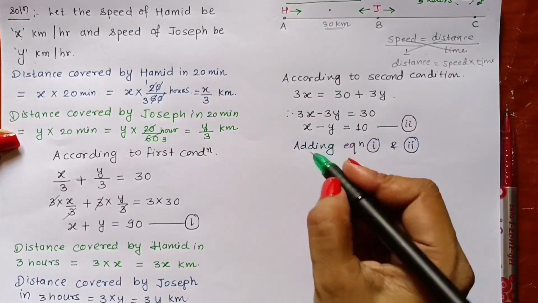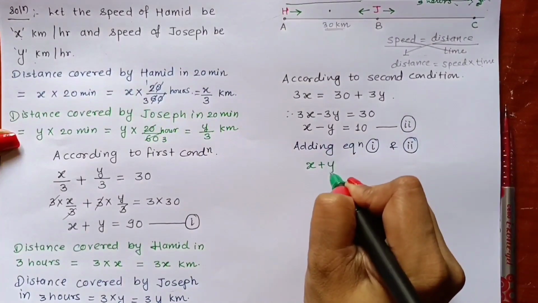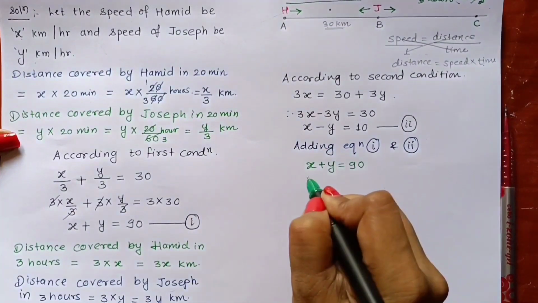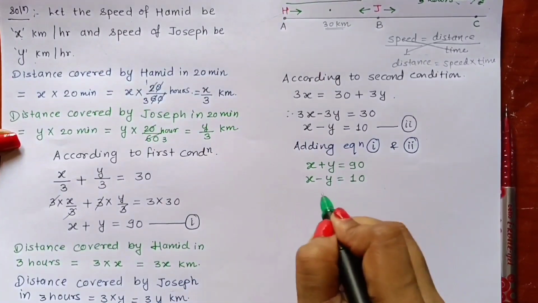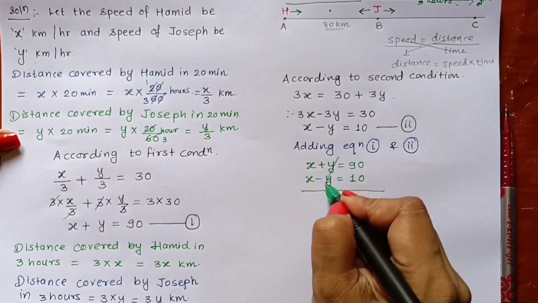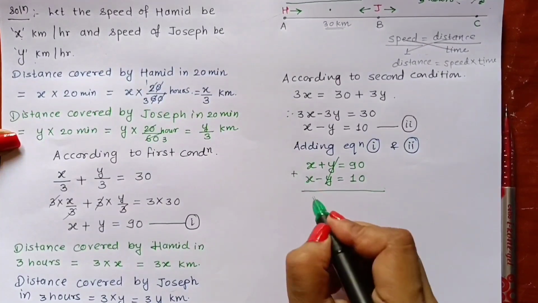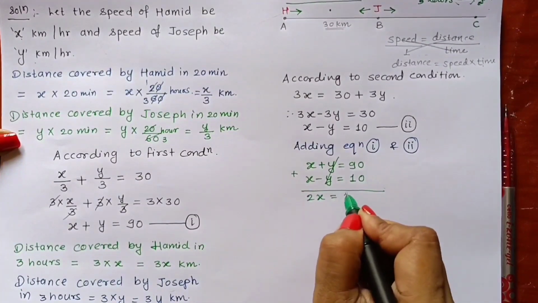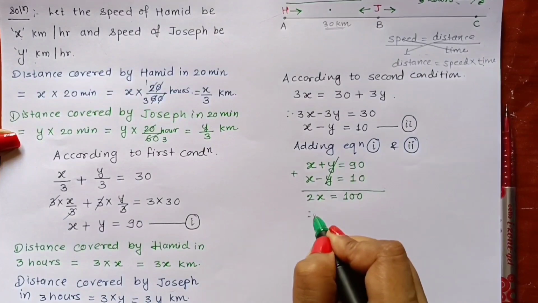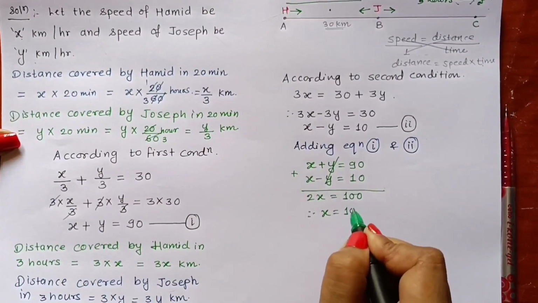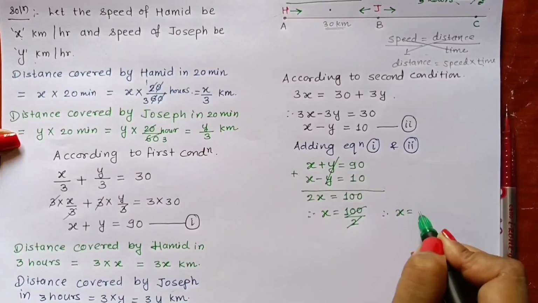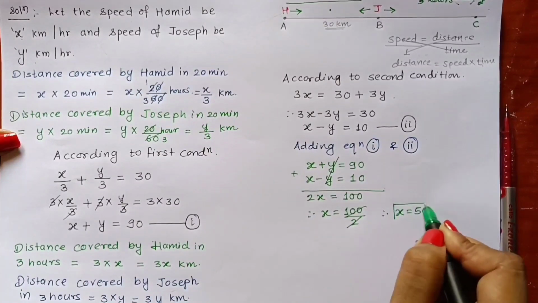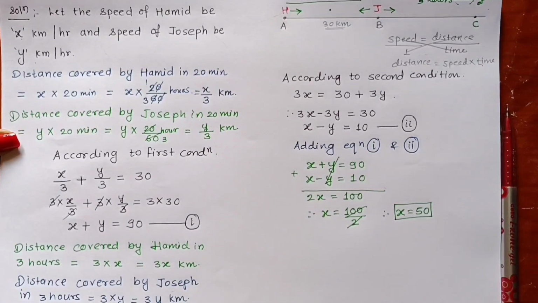Eliminate the terms. The first equation is x plus y is equal to 90. The second equation is x minus y is equal to 10. Plus y and minus y cancel. x plus x is 2x. 90 plus 10 is 100. And therefore x is equal to 100 upon 2. Cancel. x is equal to 50. So the speed of Hamid's bike is 50 km per hour.